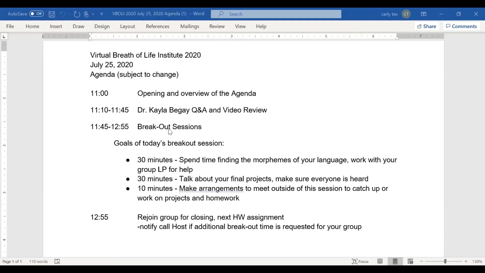So we decided to put in some goals of today's breakout session for any groups that might need a little extra guidance for what to do when you get into your breakout. So for the first 30 minutes, we would like the groups to spend some time finding the morphemes of your language, perhaps trying out the exercises that Kayla describes and working with your group linguistic partner for assistance on that.